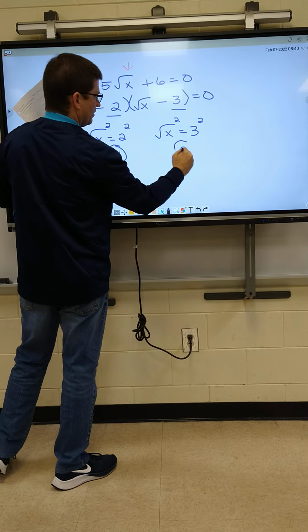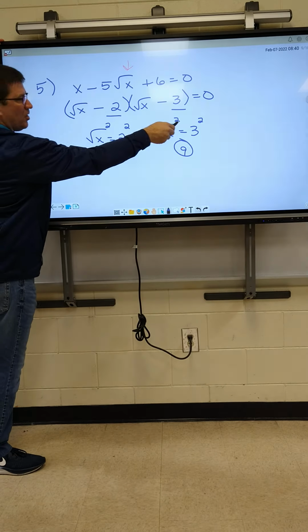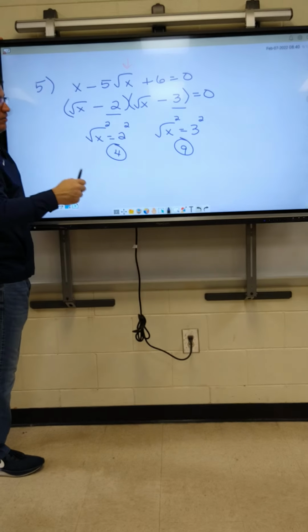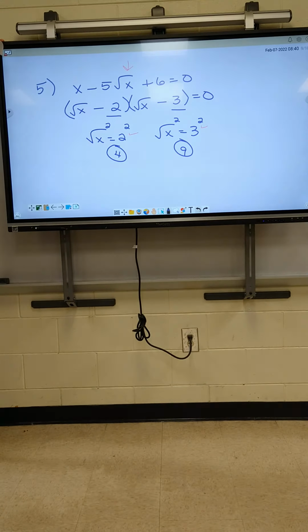This answer is 9. Now, last week I showed you guys that we need to throw out some of these answers, and I showed you the shortcut. What was the shortcut? If either number is a negative before you square it, you're going to have to throw it out. So that one's okay, and that one's okay. Both of these are okay. What happens if you throw out both answers? You don't have any answers left, so it's a no solution.